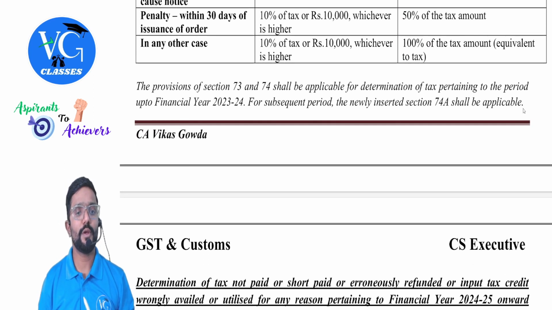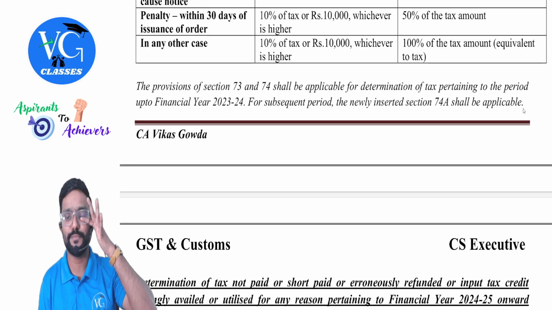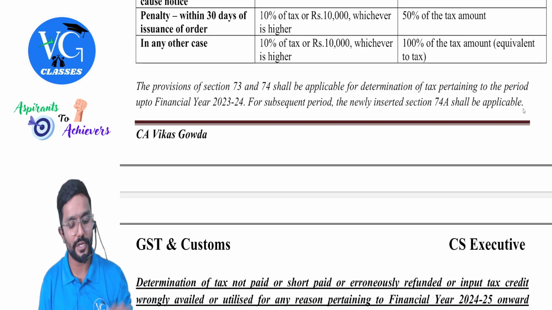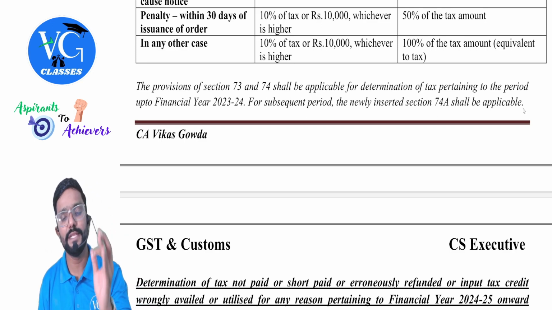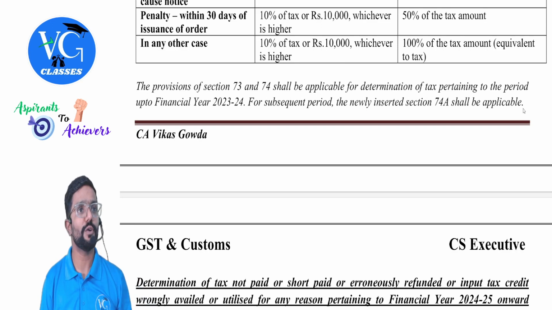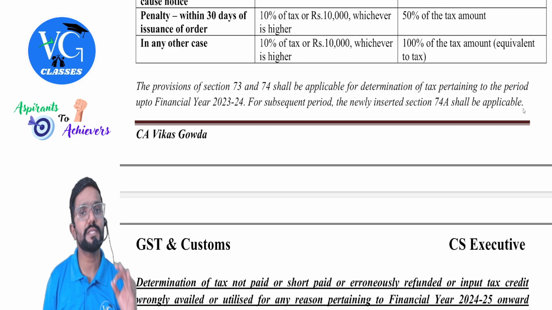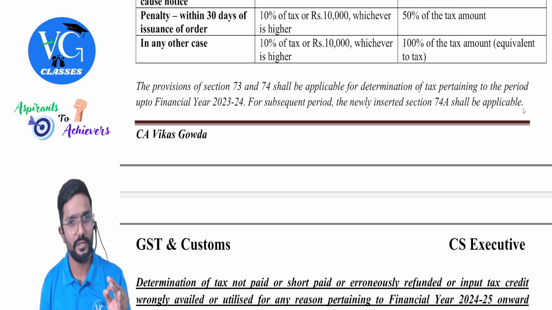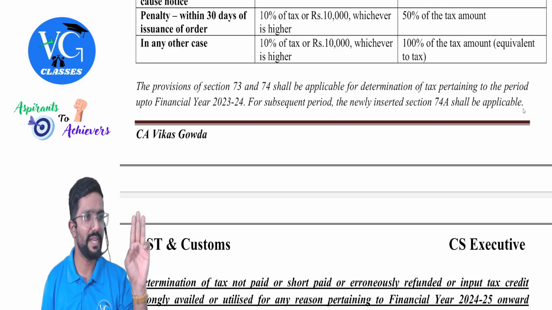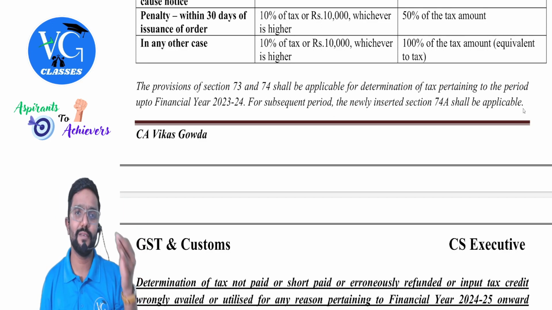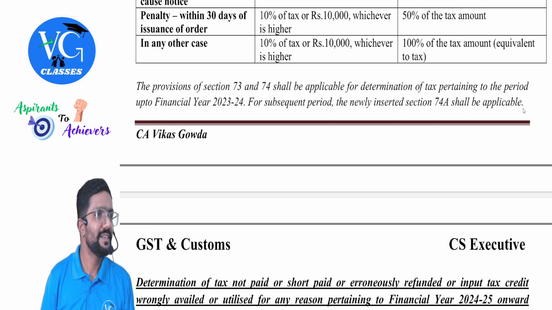Okay. The provisions of section 73 and 74 shall be applicable for determination of tax pertaining to the period up to financial year 23-24. For subsequent period, the newly inserted section 74A shall be applicable. Clear? Please be careful. 74A is a new section, but is all 3 a part of your syllabus? Yes. Please be careful. But I believe if you understand 73, 74 is easy. If you know both, 74A will be easy.